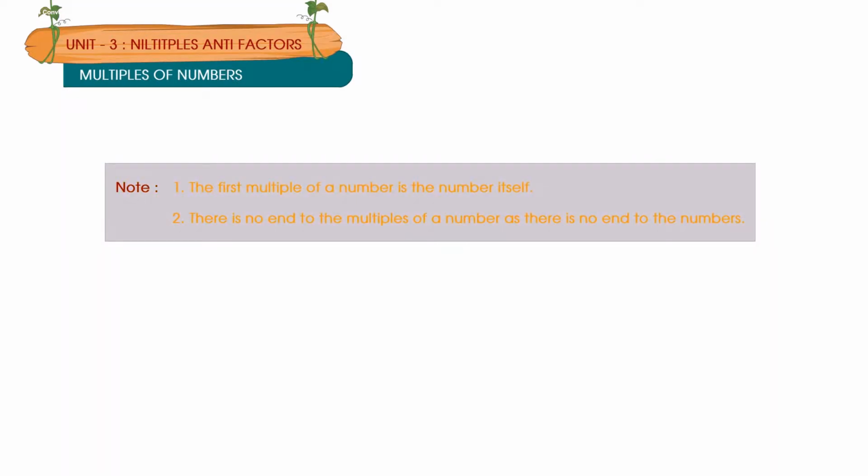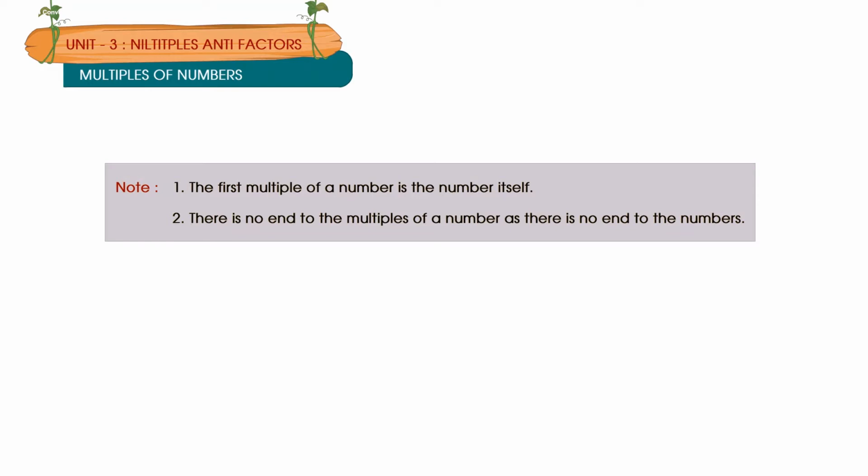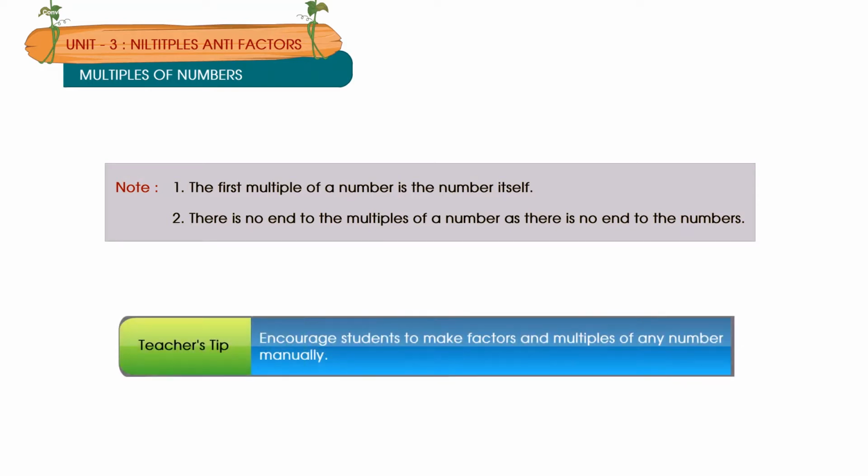Note. 1. The first multiple of a number is the number itself. 2. There is no end to the multiples of a number as there is no end to the numbers. Teacher's tip. Encourage students to make factors and multiples of any number manually.